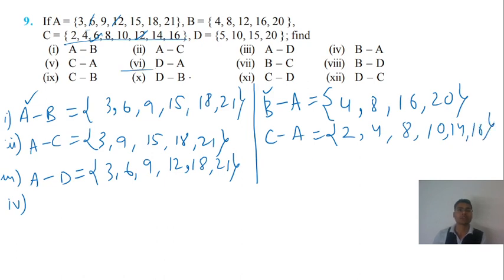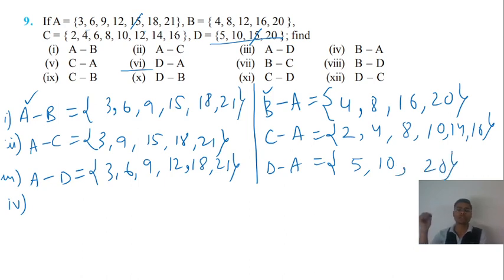Okay, now we will have to do D minus A. So what do D and A have in common? Let's see. D and A have 15 common. So we will eliminate 15 from D and write the rest of the elements: 10, 5 and 20. Okay, so we have done 6 parts.